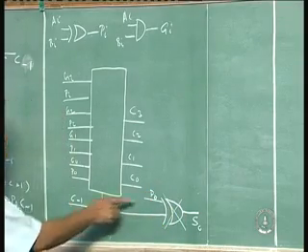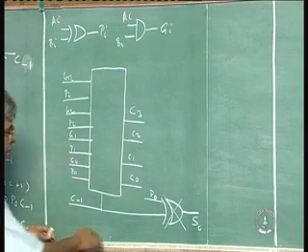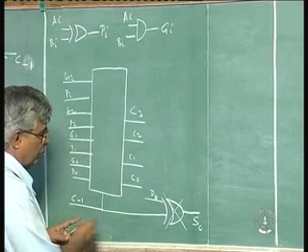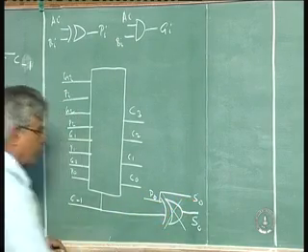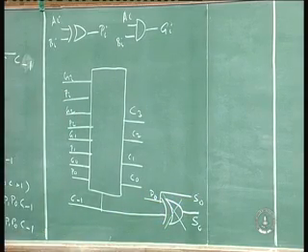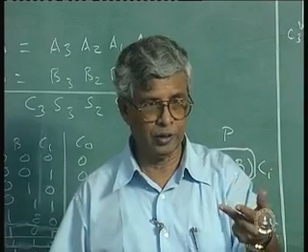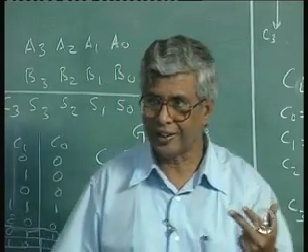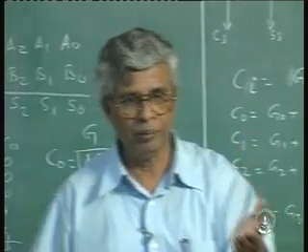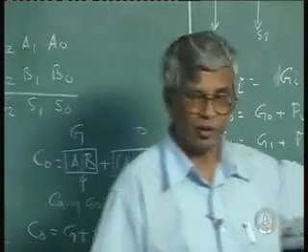Sum is directly P0, which is A exclusive or B. It is the half adder. Half adder sum is A exclusive or B, and the full adder sum we saw in the last lecture. Half adder sum is A exclusive or B, which is P0.